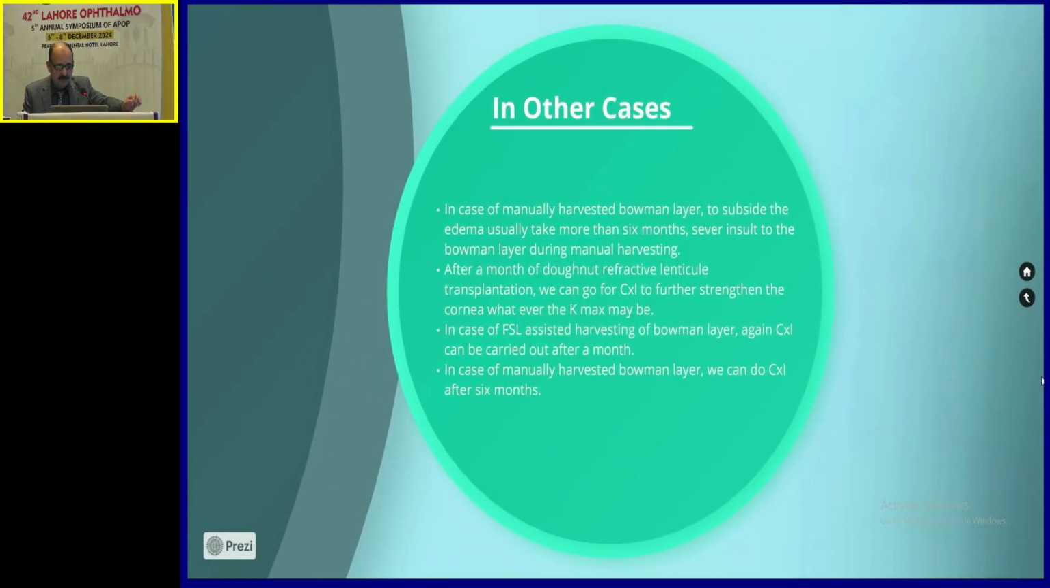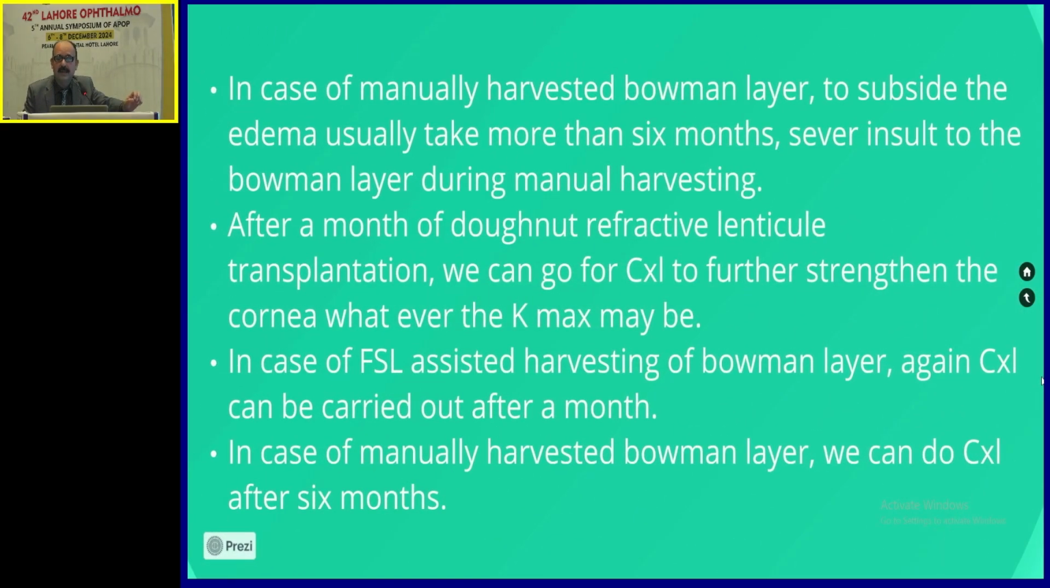Now, in the case of manually harvested Bowman layer, the edema usually takes more than 6 months to subside, because severe insult occurs to the Bowman layer during manual harvesting. After a month of donut refractive lenticule transplantation, we can go for CXL to further strengthen the cornea. So after DRLT, we can go for CXL. In the case of femtosecond laser assisted harvesting of the Bowman layer, again CXL can be carried out after a month because the edema usually subsides after a month. But in the case of manually harvested, CXL can usually be carried out after 6 months.